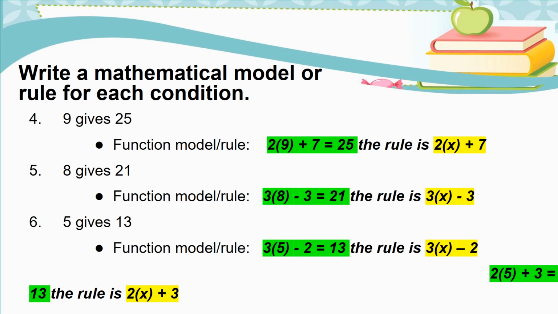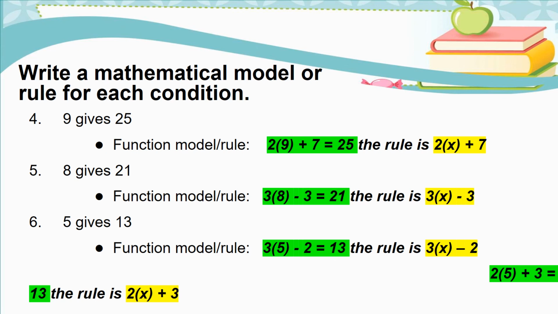Okay? For number 5, 8 gives 21. Para maging 21 yung sagot, mag-iisip tayo ng number na imumultiply natin sa 8. Okay? Para maging 21, pwedeng kumulang, pwedeng sumobra. Kasi pwede tayong mag-add, pwede tayong magbawas. 8 times 3, okay, is 24. Sobra po, 21 lang yung kailangan natin. So, magbabawas tayo ng negative 3 or magbabawas tayo ng 3. 24 minus 3 is 21.